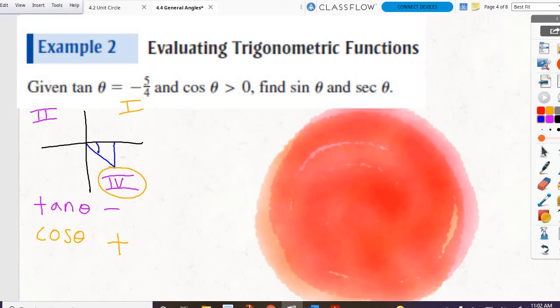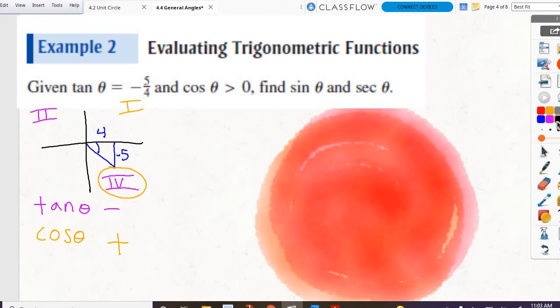Which two sides is tangent? Opposite over adjacent. So opposite of this would be my right side, so that would be 5. And adjacent would be 4. Well, which one of those gets the negative? Why? Correct. So we're going down, so it would have to be negative. So then what do we need to find?